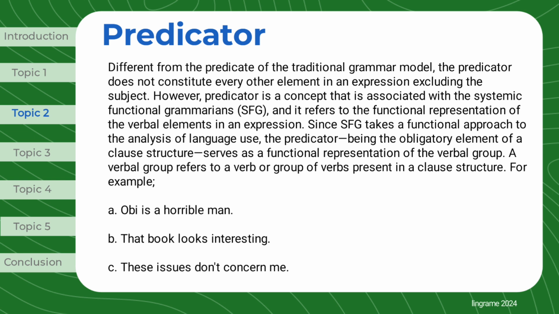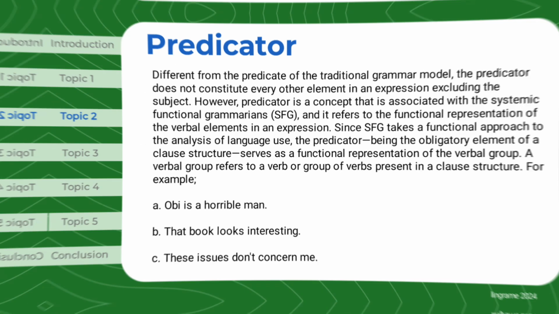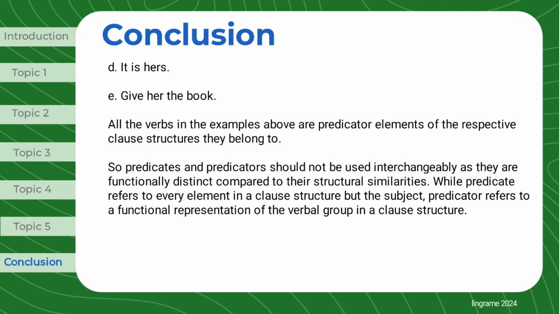For example, Obi is a horrible man. That book looks interesting. These issues don't concern me. It is hers. Give her the book. All the verbs in the examples above are predicator elements of the respective clause structures they belong to. So predicates and predicators should not be used interchangeably, as they are functionally distinct compared to their structural similarities.